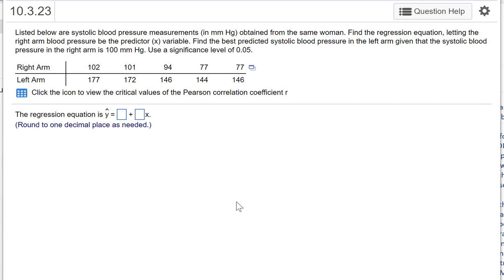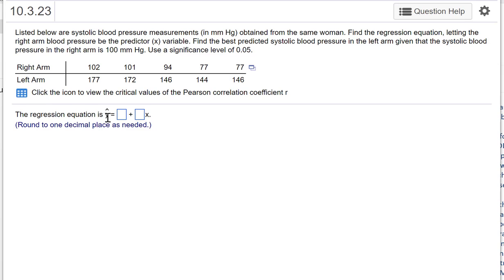Listed below are the systolic blood pressure measurements obtained from the same woman. Find the regression equation, letting the right arm blood pressure be the predictor variable. Find the best predicted systolic blood pressure in the left arm, given that the systolic blood pressure in the right arm is 100 millimeters. Use a significance level of 0.05.